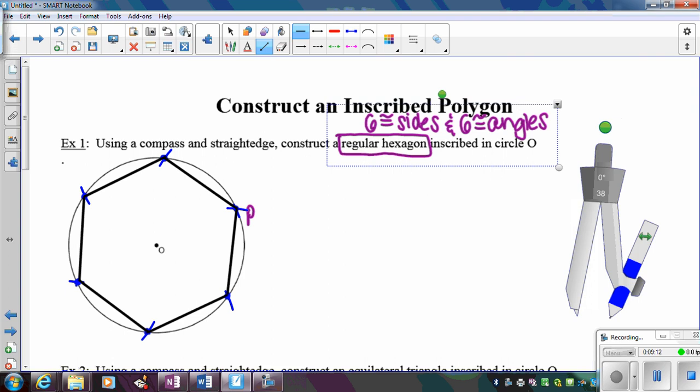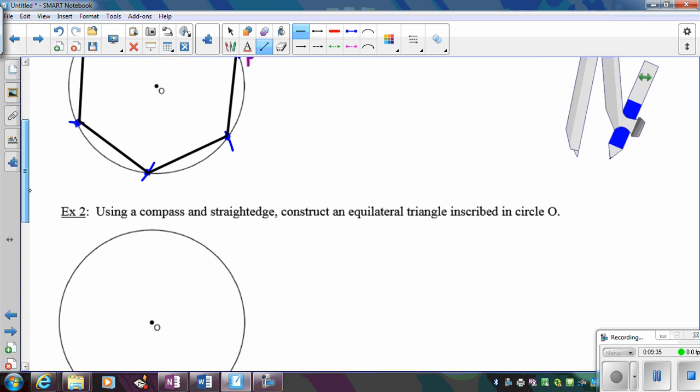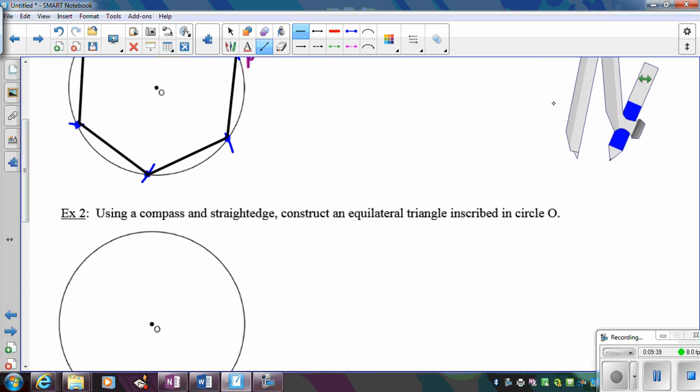So again, the steps, I place point P. So if you want to write down the steps, you place point P anywhere on the circle, measure the radius from O to P, and then once you have that radius, you place the metal point on P, draw your first arc using that radius, place your metal point on that arc, draw the radius again, and then just continue around the circle until you get back to point P. So there's your hexagon.